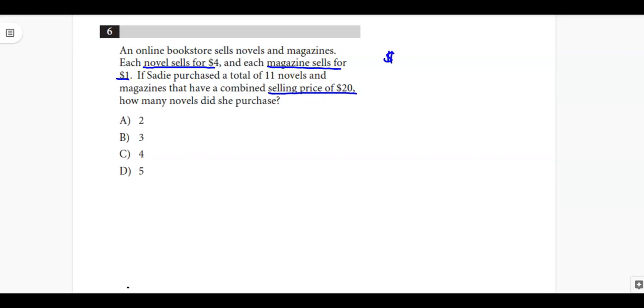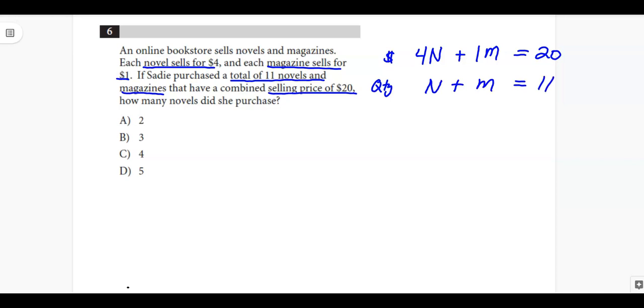So I'm going to set up my first equation involving the money. So $4 times every novel plus $1 times every magazine equals $20. In a lot of my systems of equations problems, I set up a money equation. Then I have a quantity equation. This one just deals with how many there are. It says we have a total of 11, but we don't know how many of each. So we just have novels plus magazines equal 11. Solving this system of equations, it's already set up to where I have matching coefficients. I'm always looking to get my coefficients, that's these numbers in front of the variables, to match.